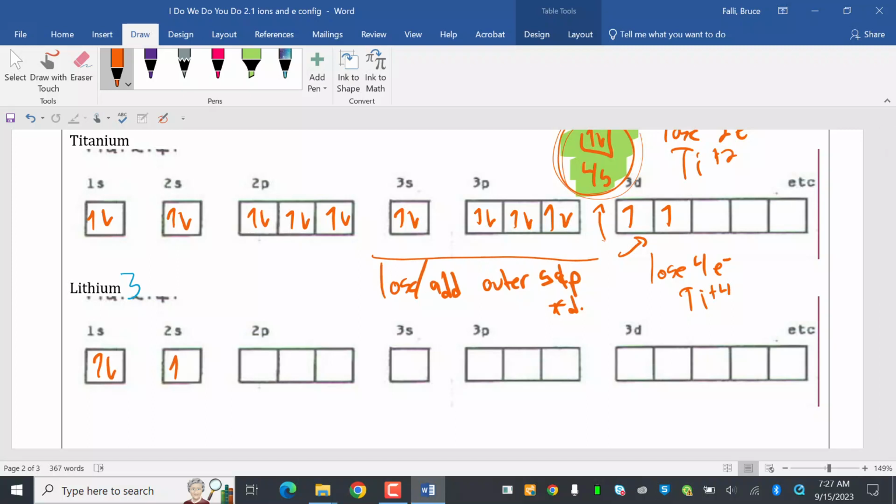Lithium is 1s2, 2s1. Okay, so lithium would have to add 7 to fill this up. No, that's too hard to do. So it's going to lose 1 electron. So this one right here will be erased. And lithium will just be 1s2. That's it when it forms the Li+.